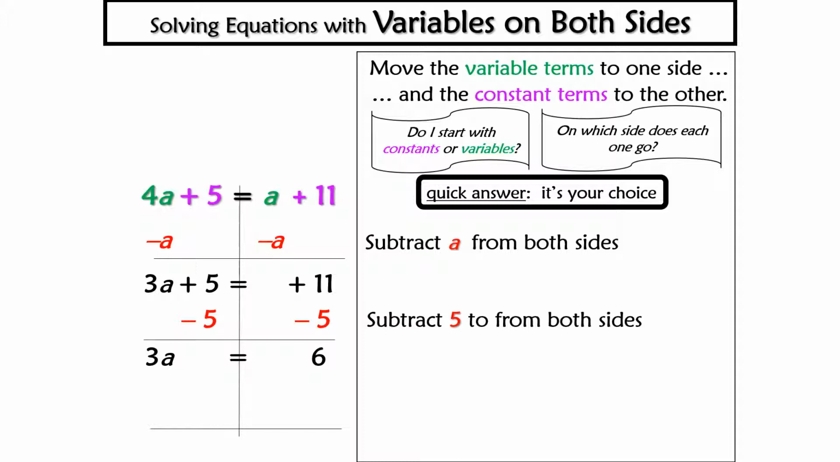So again, how do I get a by itself? I'm going to have to remove that coefficient of 3, which means I'm going to have to divide both sides by 3. And the final result I will get is a = 2. So for the equation 4a + 5 = a + 11, the solution is that a = 2.